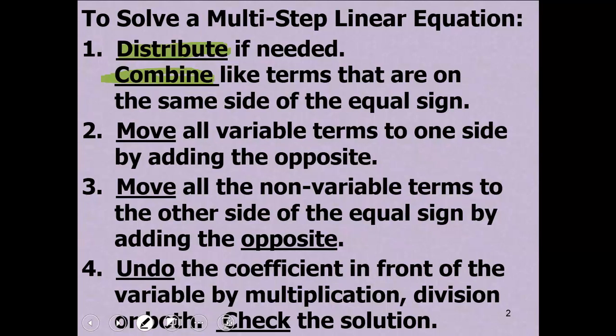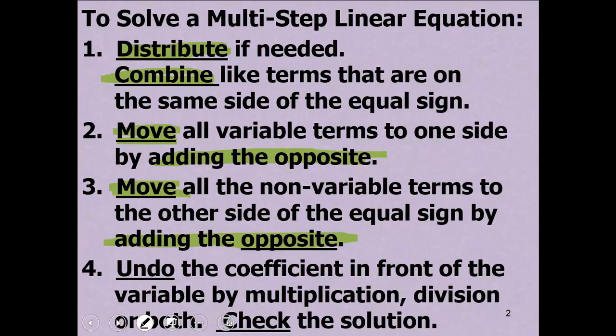Once you've done that, do you have variables on both sides of the equation that you need to collect or move to one side? Do that by adding the opposite. This should be very familiar to you. Again, we're going to do another move step if needed. Anything that is living on the same side as the variable term, you want to move to the other side of the equal sign by, again, adding the opposite.